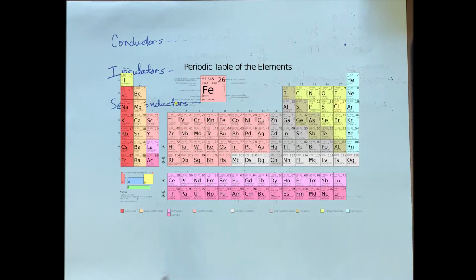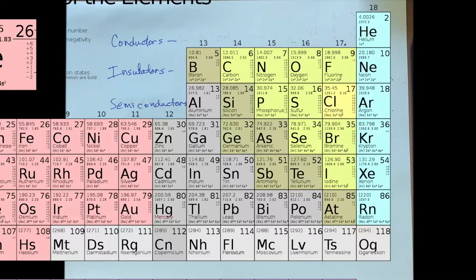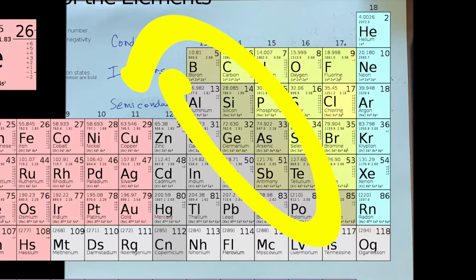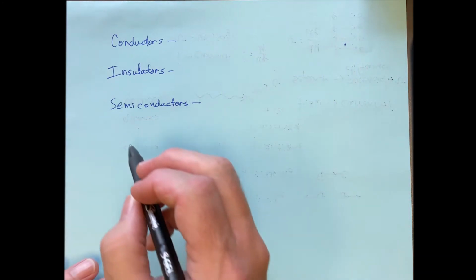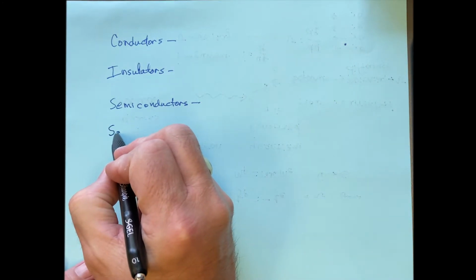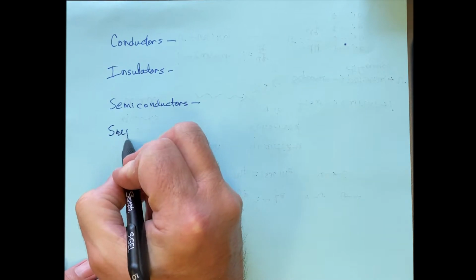So where are the semiconductors on a periodic chart? Well, they're going to be in the area right around here. And usually semiconductors can be mixtures of more than one of these. Silicon, you may be familiar with that one, is a good semiconductor. Some of the others in this area are also good semiconductors. Okay, but then there are also elements called superconductors.